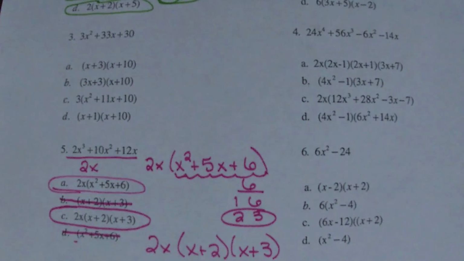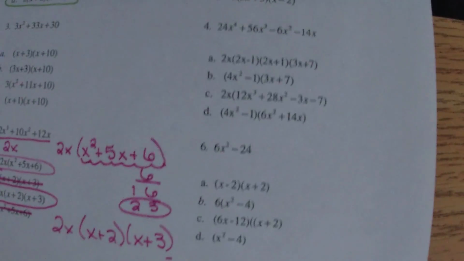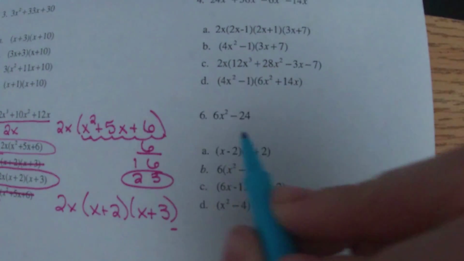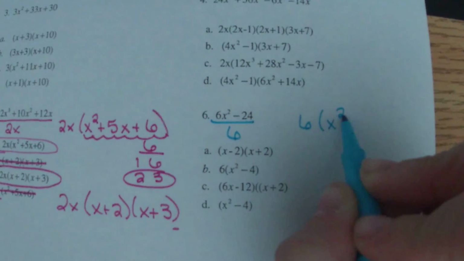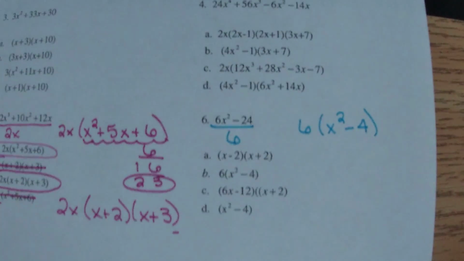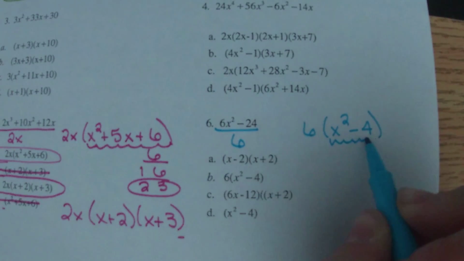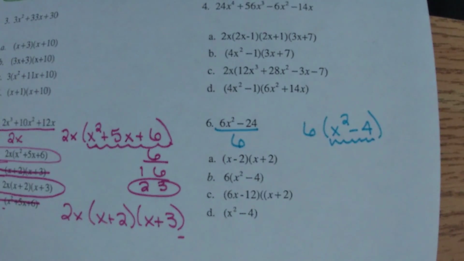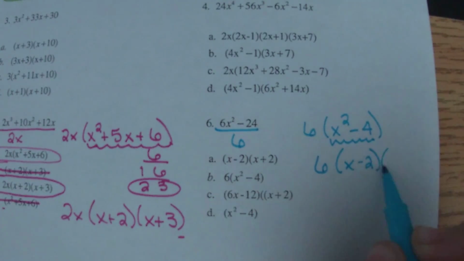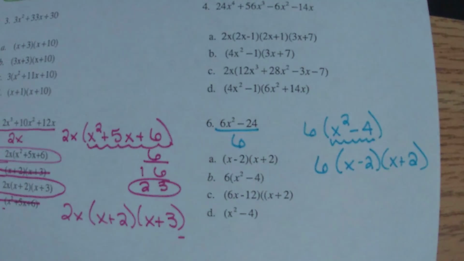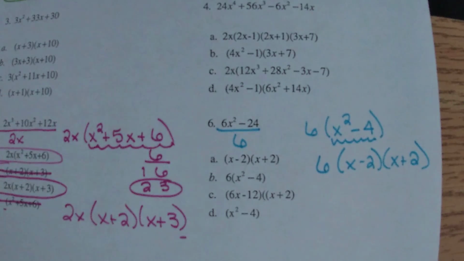Okay, let's take a look at 6. Okay, if we factor out a GCF, if we look inside the parentheses, okay, we have a special case. This will be a 6 times (x minus 2) times (x plus 2). Can't go any further here.